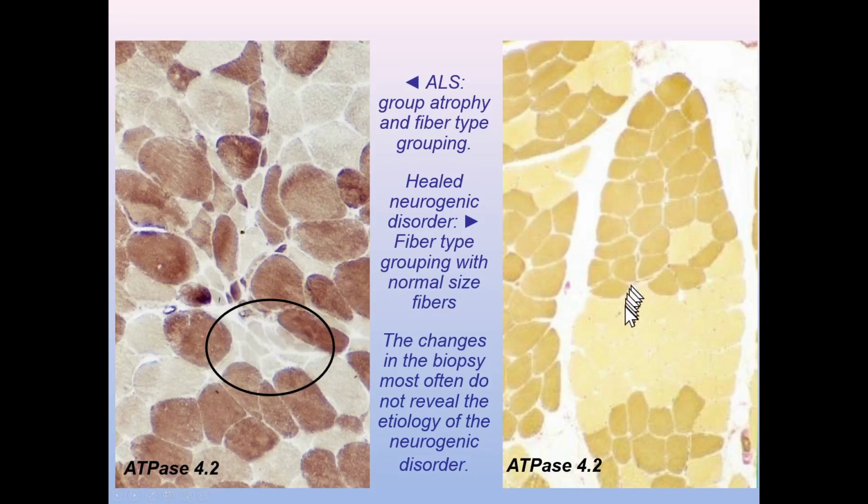Here is before we have grouped atrophy. Here is large grouping with one type of fibers surrounded by the same type, and here is the other type of fibers surrounded by the same type. In this picture we do not see the grouped atrophy, we only see the type grouping.